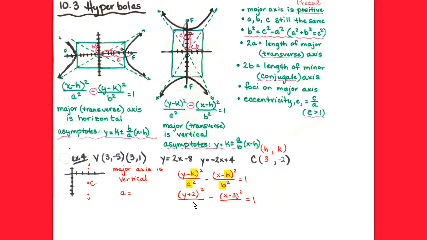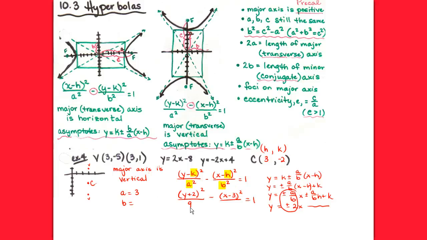Okay, so A is the distance between the center and the vertex. So if my center was at -2 and my vertex is at -5, then that distance is going to be 3, right? So if A is 3, then 3 squared is going to give me a denominator of 9. Now, all I need is B, and I'll be finished.